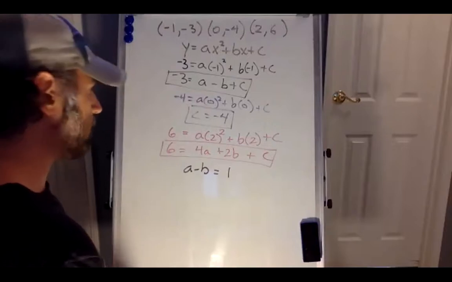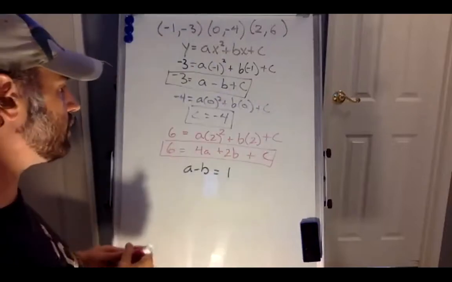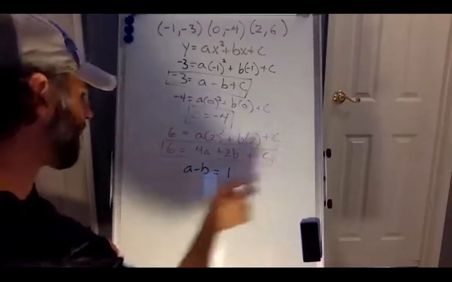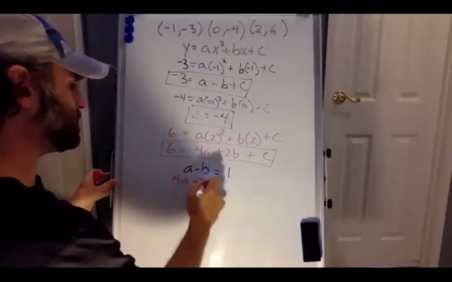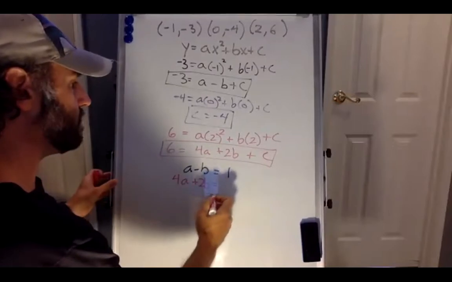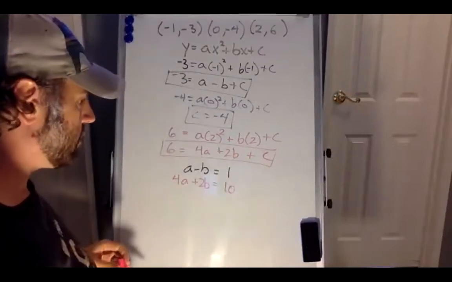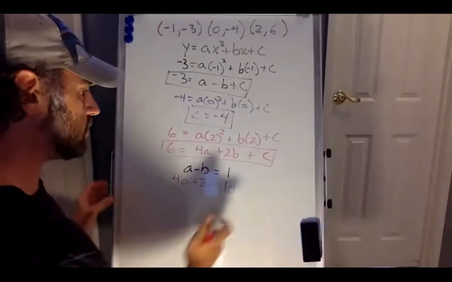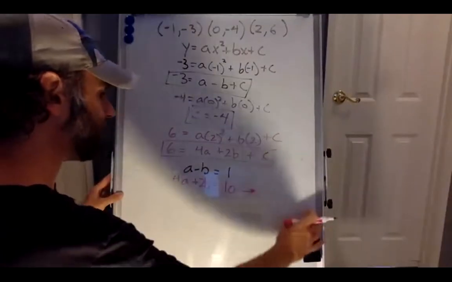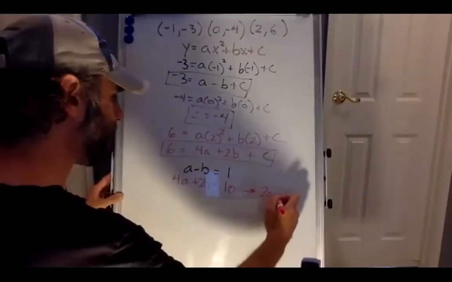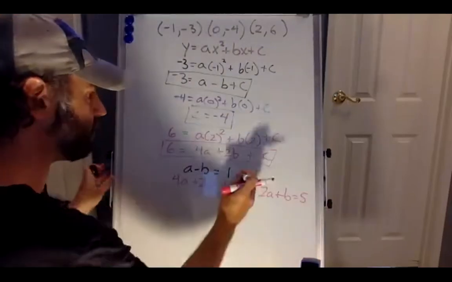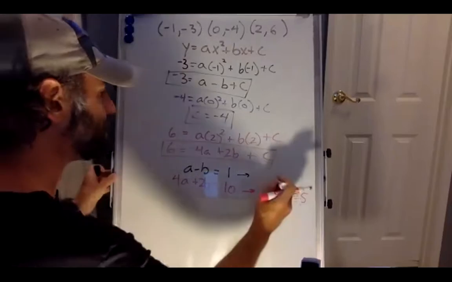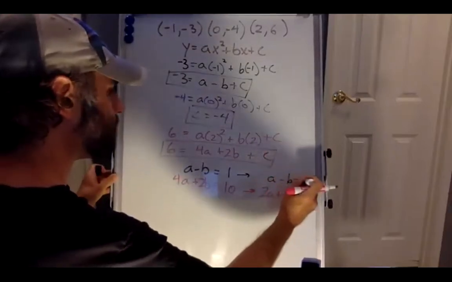And then for the pink one, if C is -4, and I add that 4 here, I'm going to get 4A plus 2B is equal to 10. Divide both sides by 2. Yep, let's do that. I'm going to take that over here, and I'm going to get 2A plus B is equal to 5. And I'm going to take this one over above it, because I'm going to solve by elimination.